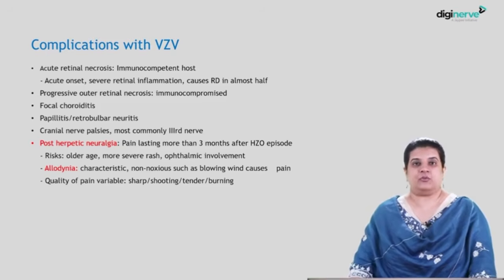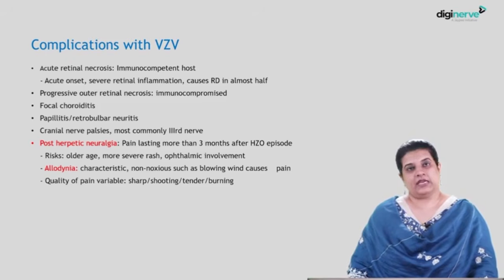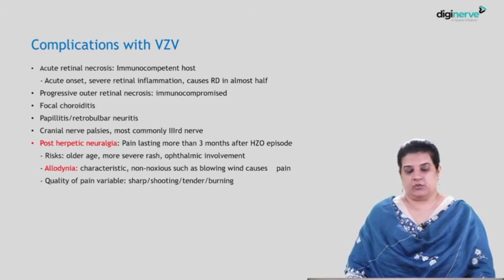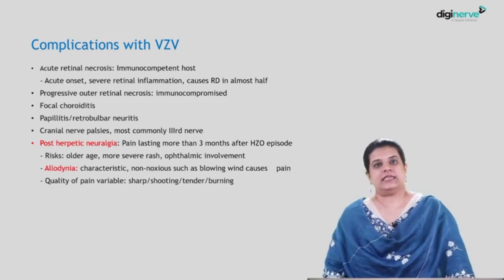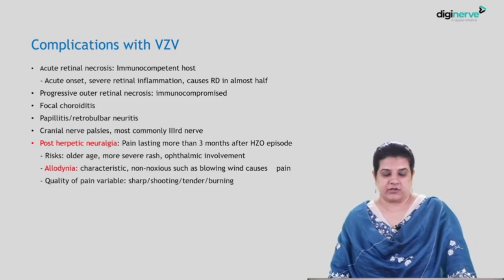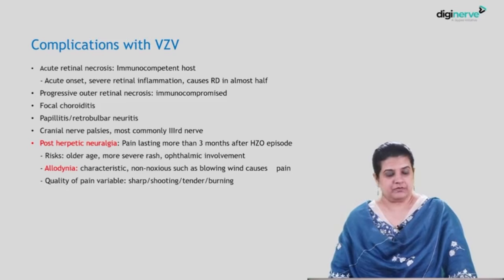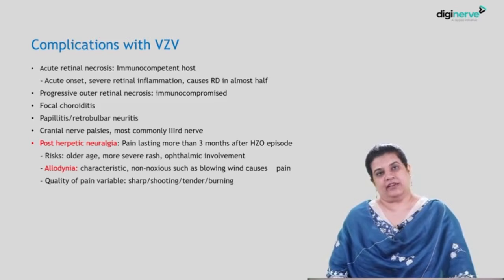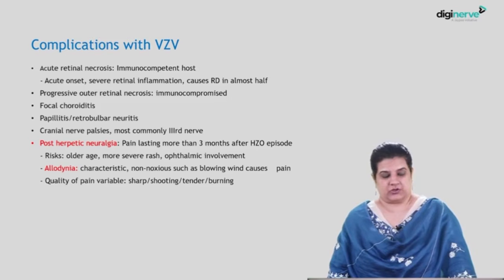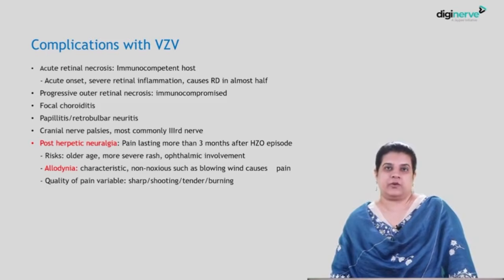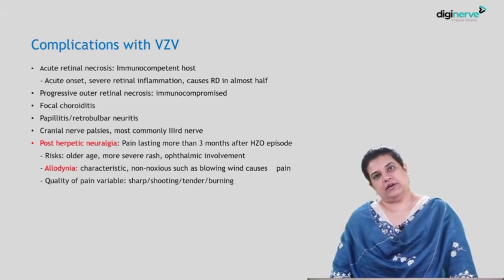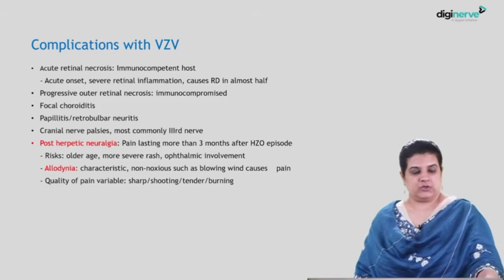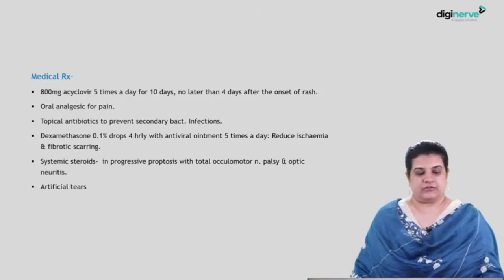They have severe post-herpetic neuralgia, so the pain can last as long as 3 months or even more after an episode of herpes zoster ophthalmicus, and this is commonly seen in elderly individuals who had severe rashes at the time of the attack. Allodynia, which is pain from a non-noxious stimulus, even blowing wind, can cause pain in these patients. And the quality of the pain is quite variable. In some, they will report sharp shooting pain, and in others, they have a burning sensation throughout. So this needs to be addressed because the patient is very uncomfortable.